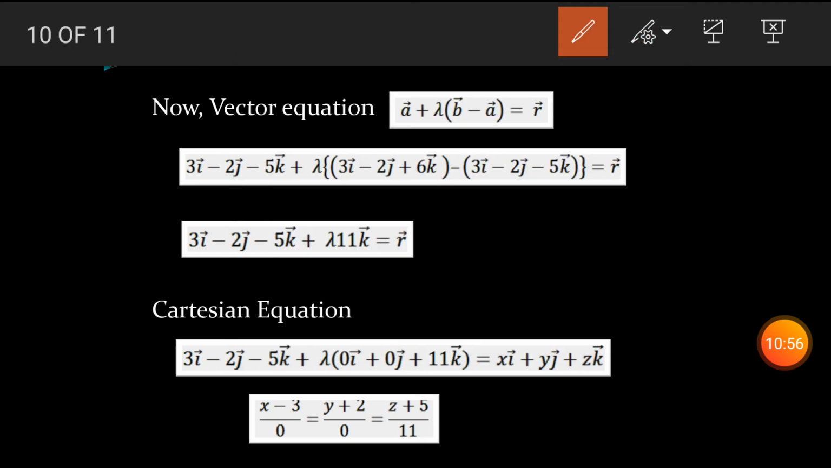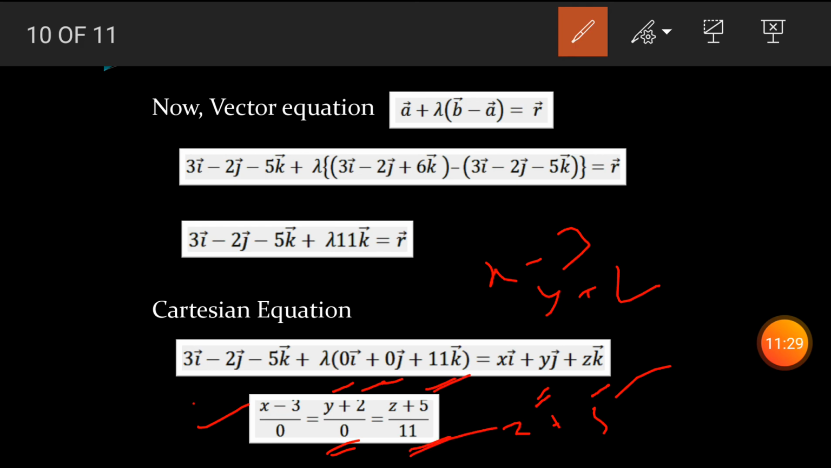After getting this, you are going to find the value of lambda. Here the scalar component of i is 0, and here the scalar component will be x minus 3. So the value of lambda will become x minus 3 upon 0. Here your scalar component is y plus 2, and here it is again 0, so y plus 2 upon 0. And here z plus 5, and here the component is 11, so z plus 5 upon 11. So this is what you are going to get.